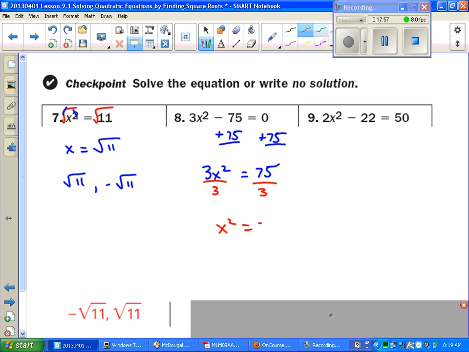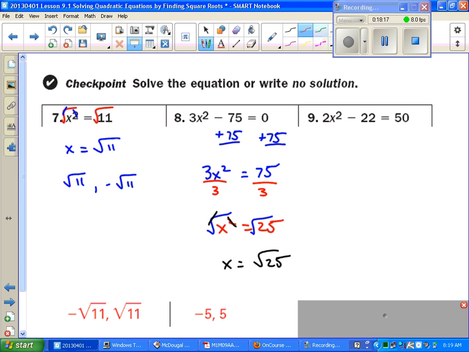X squared equals 25. Undo squaring something by taking the square root of it. If you take the square root of the left, take the square root of the right. This one will cancel out and leaves you with just x equals the square root of 25. That says what times itself is 25, both 5 and negative 5.